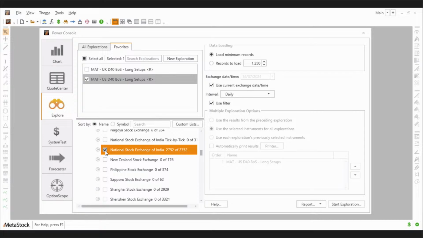And there have been stocks that have moved up 200, 300% that we have found using these scanners. And the Indian stock market is a new market for me. So having Metastock has been fundamental to finding these stocks.